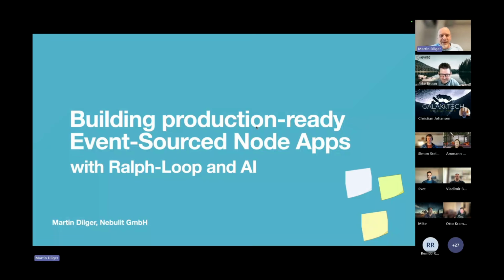So the headline is: Building production-ready event-sourced Node apps with Ralph Loop and AI. The first task was, can I build a headline for a webinar purely out of buzzwords? Yes, I can. Look at that. It's beautiful. Worked beautifully well.